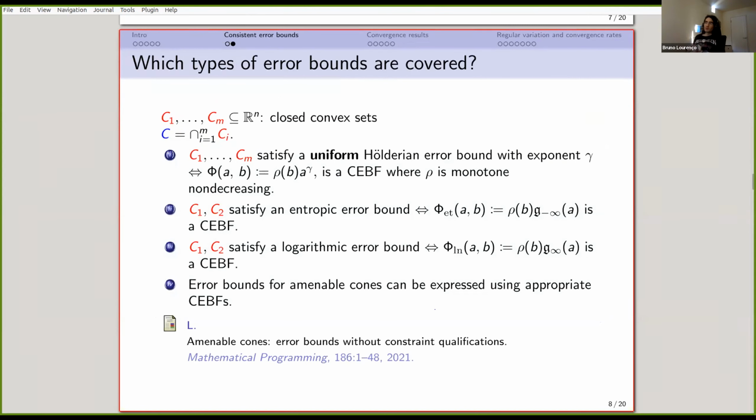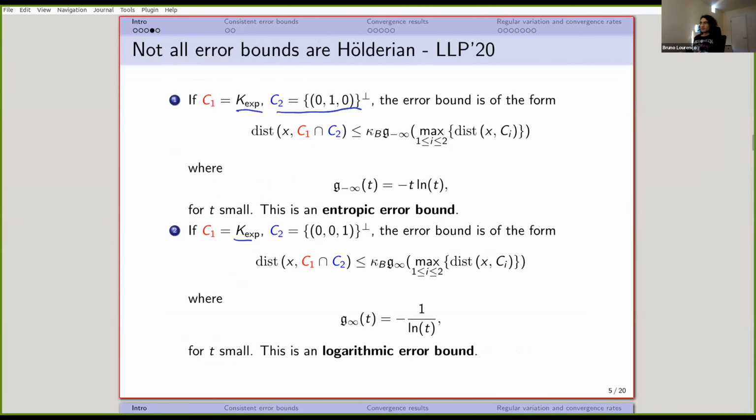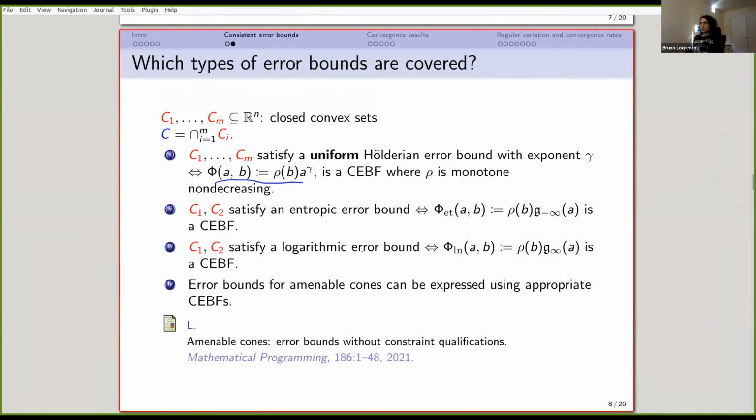Now, what kind of error bounds are covered by this? In fact, if your sets satisfy a uniform Holderian error bound with exponent gamma, then you can show that a function of this form will be a consistent error bound function for your sets. And the two strange error bounds I showed you can also be expressed in this framework. As well as the error bounds coming from the theory of amenable cones and facial residual functions. And although I only mentioned the uniform case here, just as a very quick side note, it's also possible to express Holderian error bounds that are not uniform using this framework.